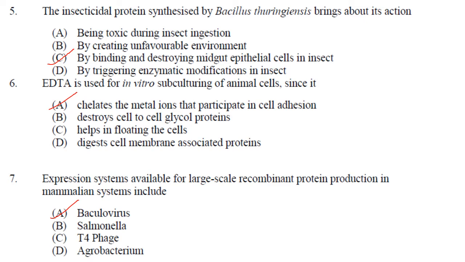So for this you will use a mixture of trypsin and EDTA. The trypsin and EDTA mixture is used to break proteins at specific places. Trypsin is proteolytic, that is protein degrading, and it hydrolyzes peptides by hydrolysis of the peptide bonds. Then what does EDTA do? It sequesters certain metal ions that can inhibit trypsin activity and thus enhances the efficiency of trypsin. So the answer here is option A, that is chelates the metal ions that participate in cell adhesion.